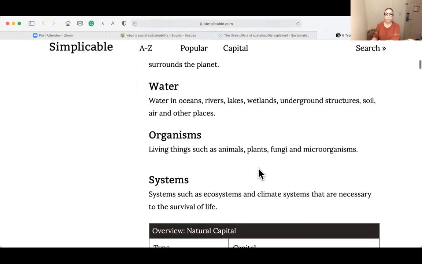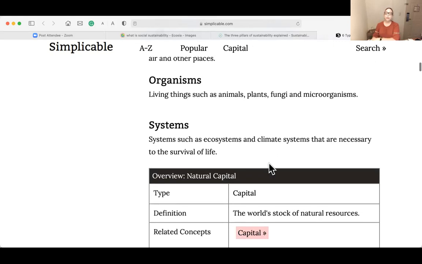Water, obviously, water provides life, right? We all need water. Now, organisms. Let's think about organisms as natural capital. So I study pollinators in my research, primarily bees. They are the best pollinators. Pollination is what we call an ecosystem service.